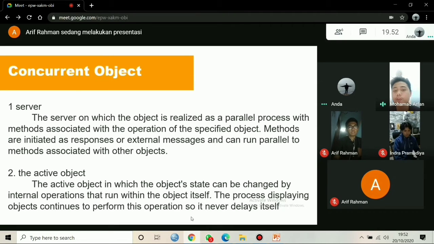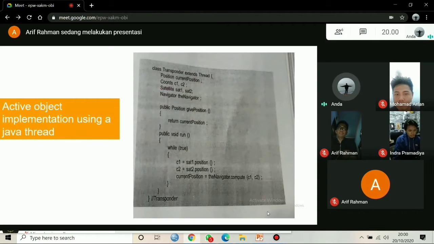Two, the active object. The active object is one whose state can be changed by internal operations that run within the object itself. The process displaying the object continues to perform this operation, so it never delays itself. This is an active object implementation using a Java thread.